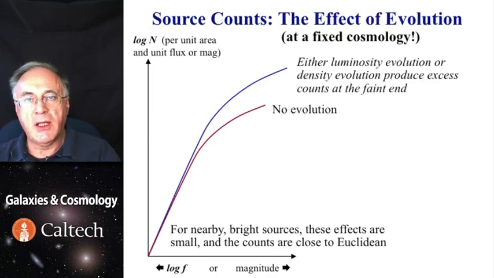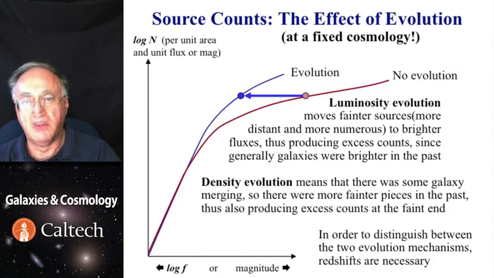Now let's look at what galaxy evolution does. It turns out it does something very similar. Both luminosity evolution, meaning say galaxies were brighter in the past because they had younger stars, or density evolution, meaning there were more small pieces that then merged, tend to bend the line in similar fashion. But in both cases, the counts will be higher than for the relativistic case when there is no evolution. And you can see why this is.